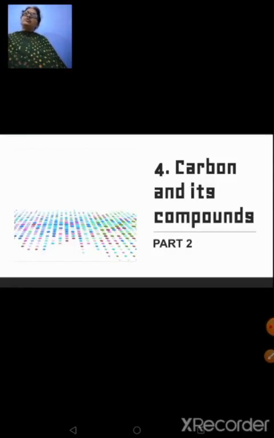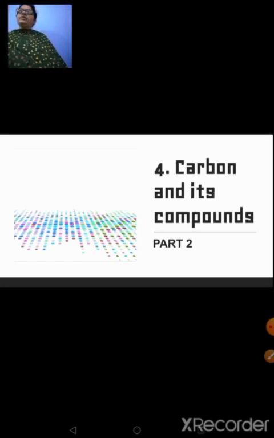In the previous class we had learnt about covalent bonding and how carbon helps in forming covalent compounds. What is covalent bonding? When there is sharing of electrons, there is no transfer of electrons. When electrons are shared, we call it covalent bonding.